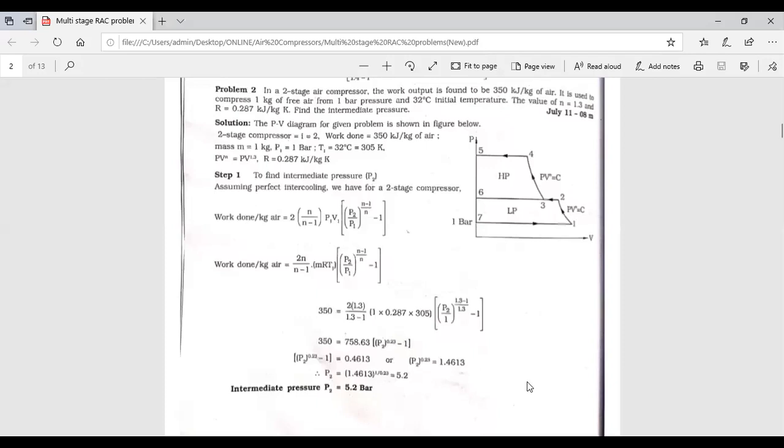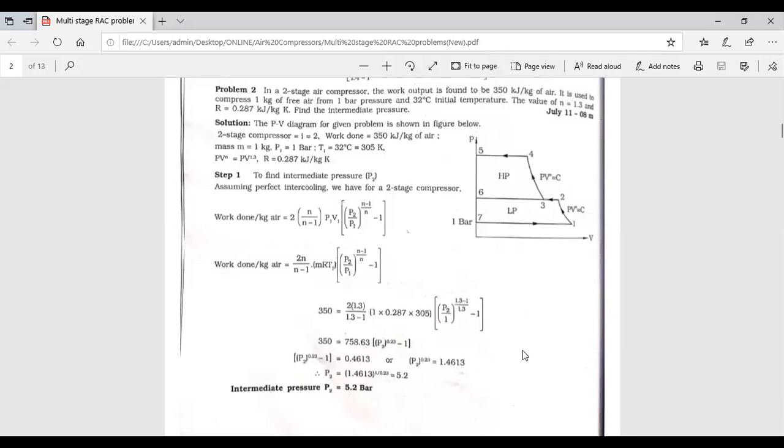As I said, in multi-stage air compression, we have two cylinders. One is the LP cylinder, and after that we have an intercooler, and then the air is compressed in the HP cylinder. Whatever pressure occurs at the intercooler is nothing but your intermediate pressure. P1 is your suction pressure, and P4 is your delivery pressure, you remember.